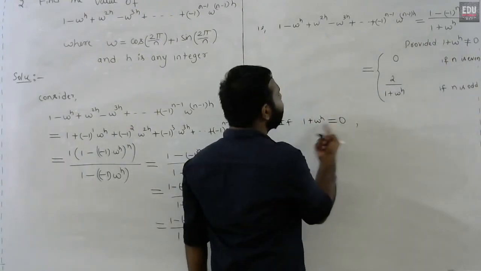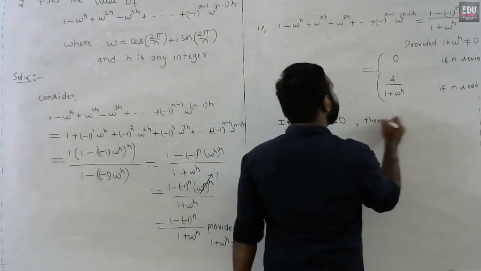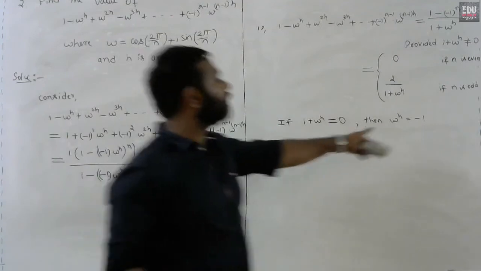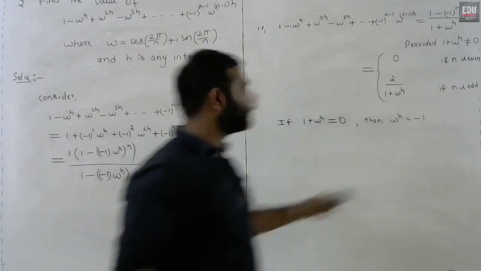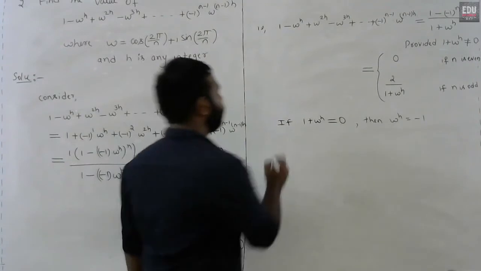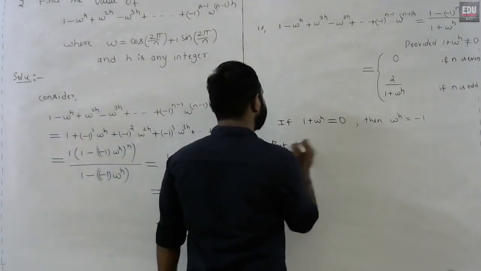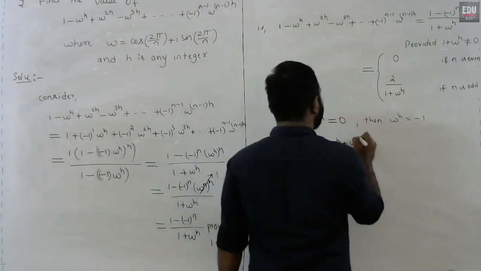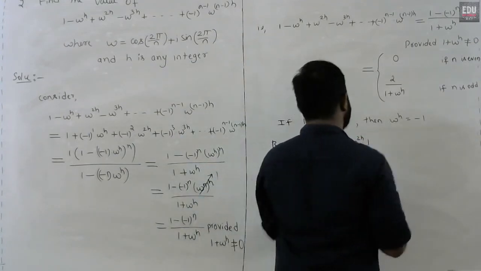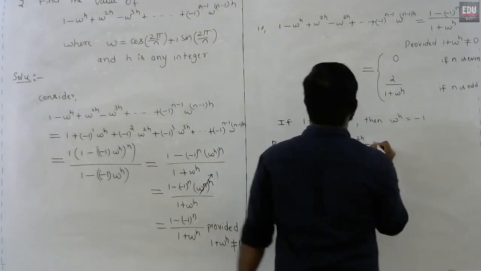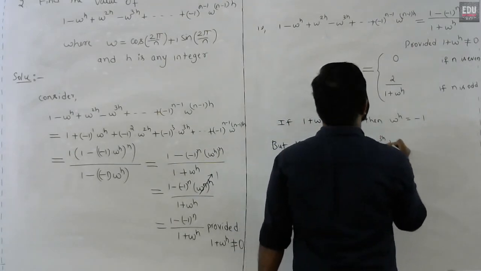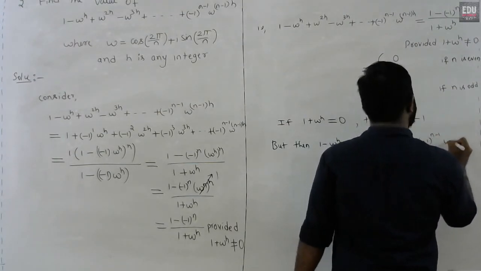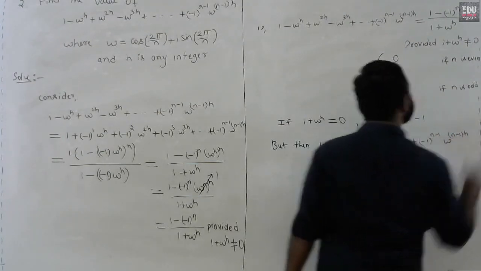So 1 plus omega power h is 0 means then omega power h will be minus 1. So we shall use the value of omega power h, this, and we shall simplify the sum. But then 1 minus omega power h plus omega power 2h minus omega power 3h plus so on, minus 1 to the power n minus 1 into omega power n minus 1 into h.